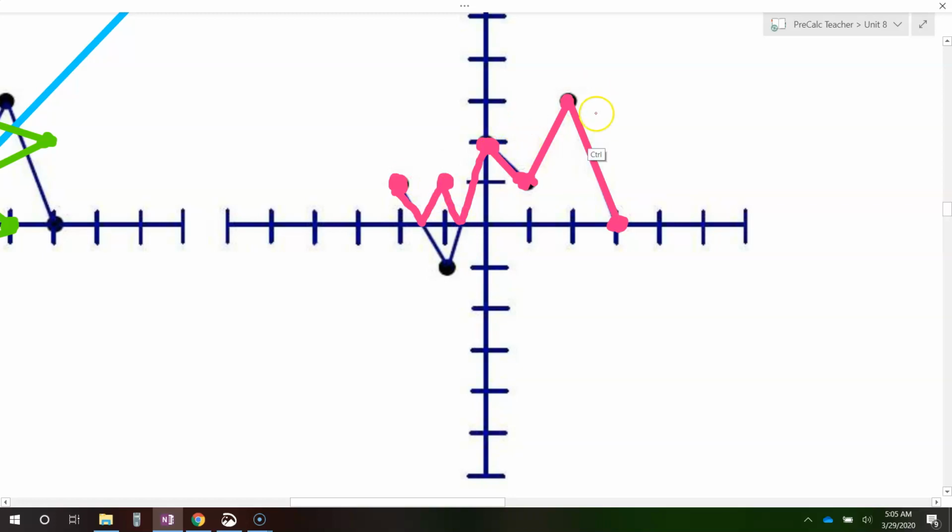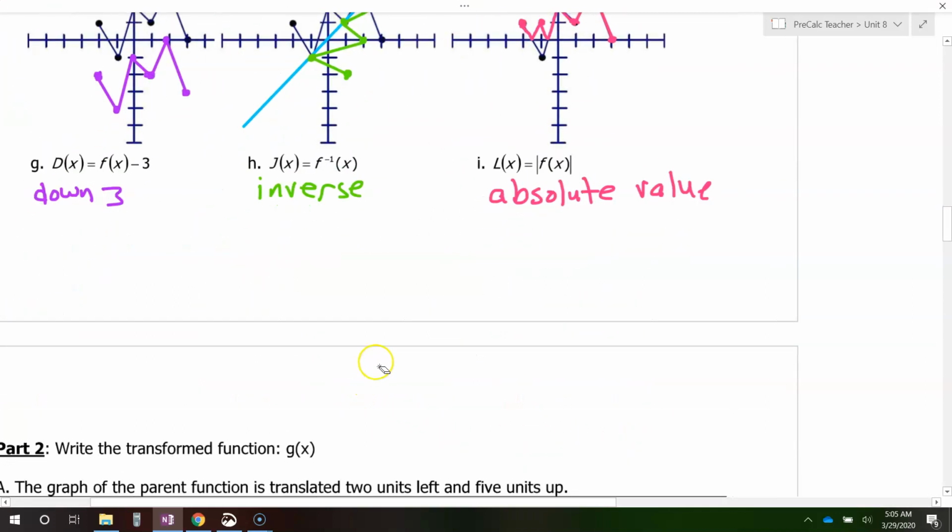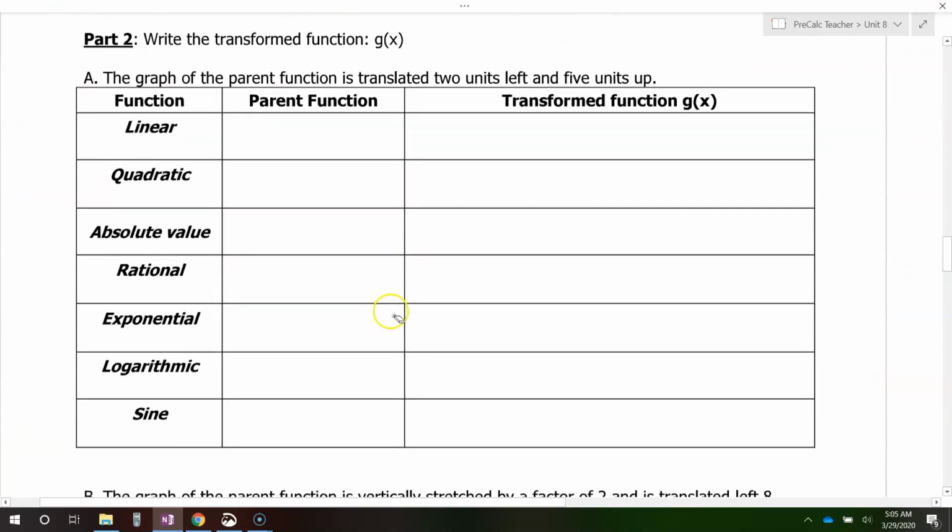All right, so the majority of the graph didn't move. Only this little part that was negative, absolute value makes it positive, so that little piece down here had to just flip up. But the rest of the graph stayed exactly what it always was. All right, so that was fun to think about. I hope you followed that.